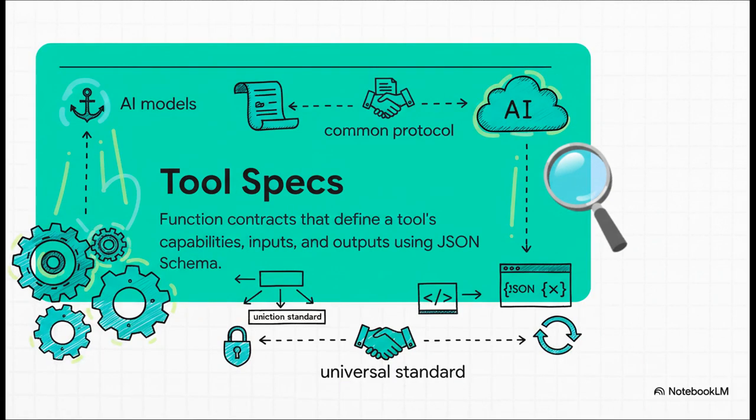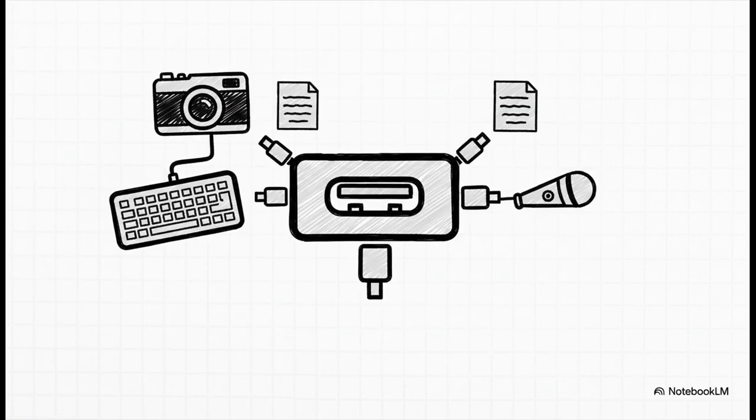So, if MCP is the how, then tool specs are the what. This is basically the instruction manual for your tool. A tool spec is a really strict contract, and it's often written using something called JSON schema, which is just a standard way to describe the structure of your data. It tells the AI exactly what the tool does, what inputs it needs, and what outputs it's going to produce. No more guesswork.